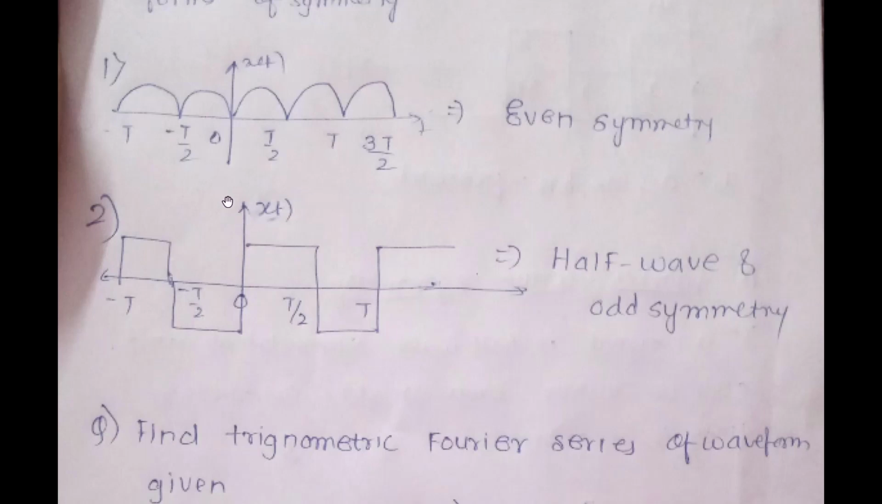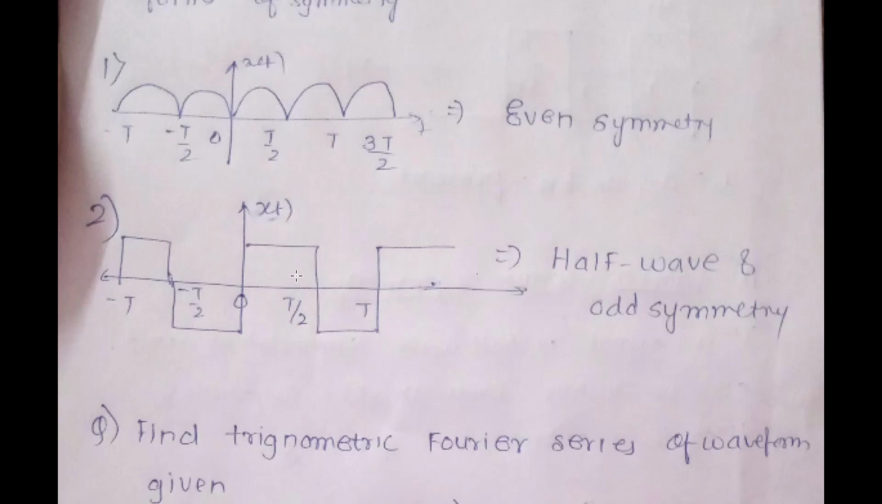Similarly, if I consider this signal x of t, which is again a periodic signal, what happens is that the positive side of the axis has a signal and the negative side also has a signal. So it's an odd symmetry, right? Because if you see over here, 0 to T by 2 had a positive value, and 0 to minus T by 2 also had an equal positive value. Hence it was an even symmetry. But here, if you see, 0 to T by 2 has a positive value, and 0 to minus T by 2 has an equal value in the negative amplitude. Hence it is an odd symmetrical signal.